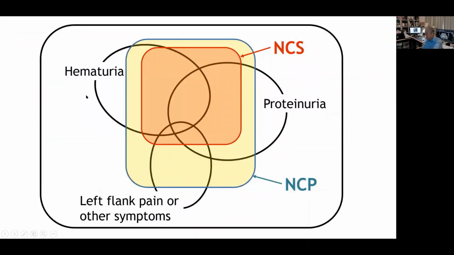We need to be clear in the difference between the two terms, Nutcracker phenomenon and Nutcracker syndrome. Nutcracker phenomenon is just a phenomenon of compression of the left renal vein between the abdominal aorta and superior mesenteric artery, and it is called Nutcracker syndrome when Nutcracker phenomenon is accompanied by symptoms or signs such as hematuria, proteinuria, left flank pain, or other related symptoms.